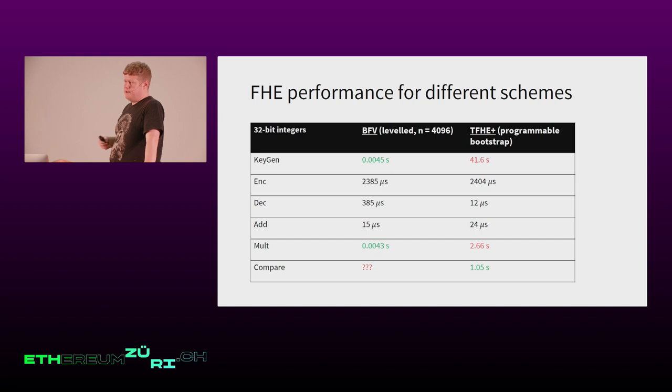If we're looking at 32-bit precision, and we want to compare BFE to TFHE, we see that key generation can take quite a while with TFHE, but this is often a one-time cost, so maybe it's not a problem. But the other areas where they differ is that you can see multiplication is significantly faster with BFE than with TFHE. And to give some even more context, this BFE time was not multi-threaded, the TFHE one was. Unfortunately, doing comparisons with BFE, as we've mentioned before, is extremely difficult, but it is possible with TFHE.